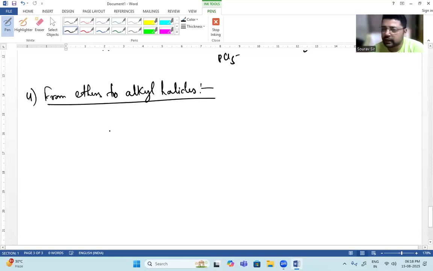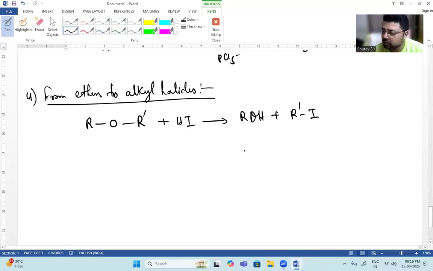How to prepare alkyl halides from ethers? If you have ROR', this is an ether. If you add HI, you will get ROH and R'I. It depends on the degree of R'. If both are 1 degree, then either can be R'I or RI and R'OH. Both will be formed.